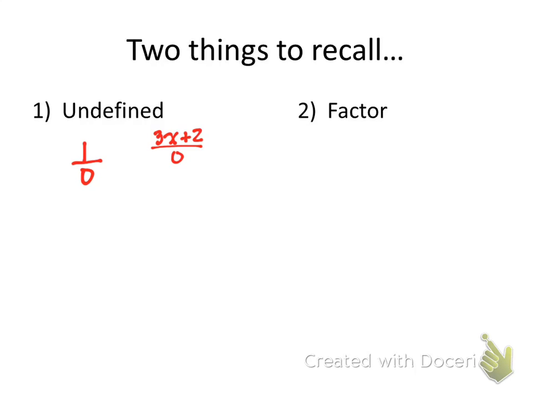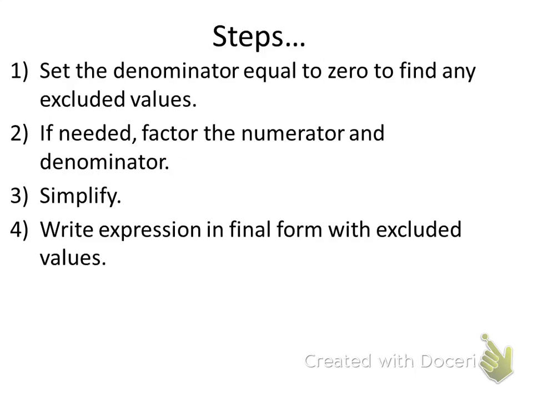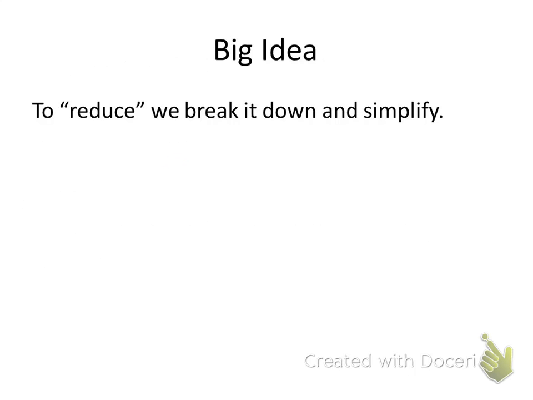Turn to your neighbor, tell them what undefined means really quick. Divided by 0. Okay, good. And then factoring is when we break things apart. It's the opposite of multiplying, breaking it apart, okay? Those are the steps. So if you're watching the video, you could pause it and look at the steps. The big idea to reduce is we break it down and we simplify it. So that's the big idea. What's the big idea?